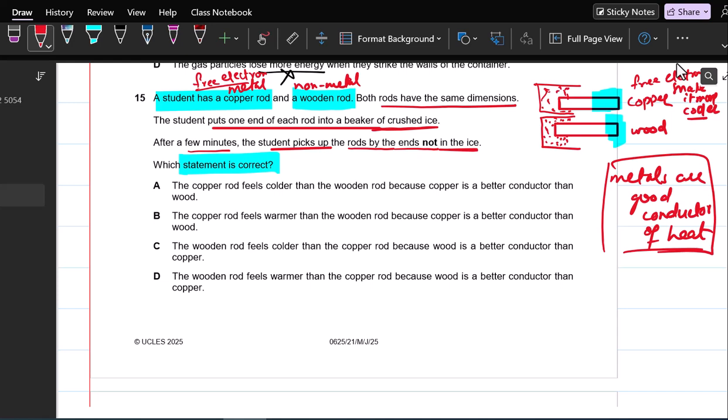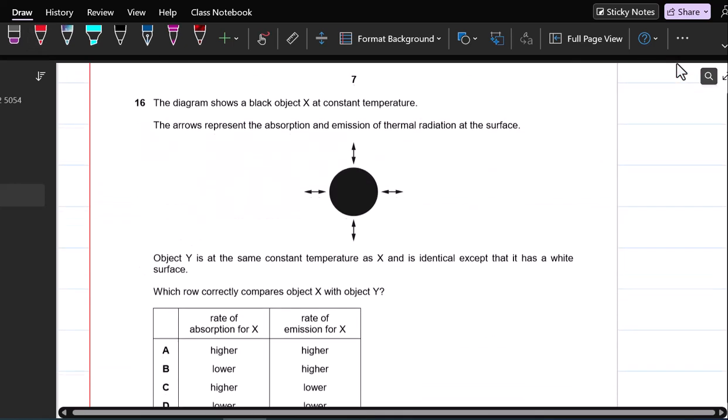The copper rod feels colder than the wooden rod. Yes, because copper is a better conductor than wood. Possible. The copper rod feels warmer, not possible. The wooden rod feels colder, no, it is not a better conductor. Wood is a better conductor, not possible. A is right, I would say. A is right.